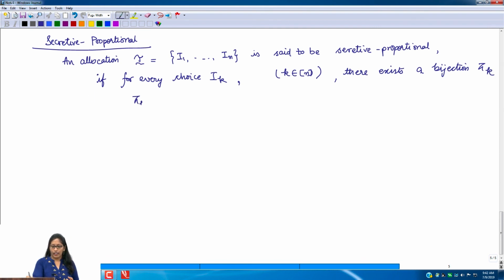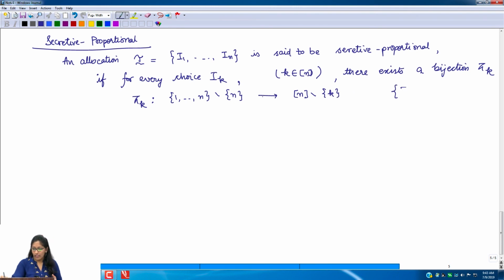Okay, so pi k would be from where to where, this bijection? From all agents minus the secretive agent to all the remaining pieces, right? So let me just say it's n minus k, by which I just mean the remaining pieces. So these were the pieces, and you remove ik, such that there exists a bijection with what property?